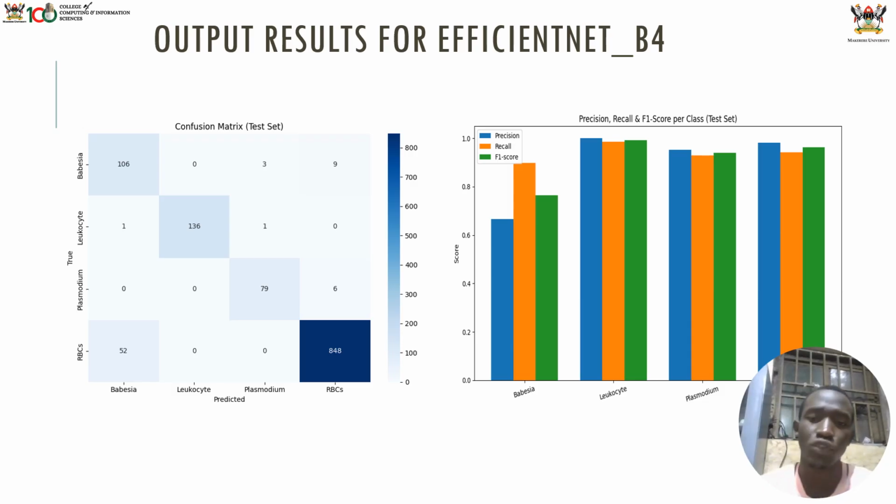Then the second chart is about the precision, recall, and the F1 scores. These metrics give a deeper evaluation of the model, how it performs for each class. The precision measures how many predicted positives are actually correct, and then the recall measures how many actual positives are correctly identified. Then the F1 score balances the precision and also the recall.